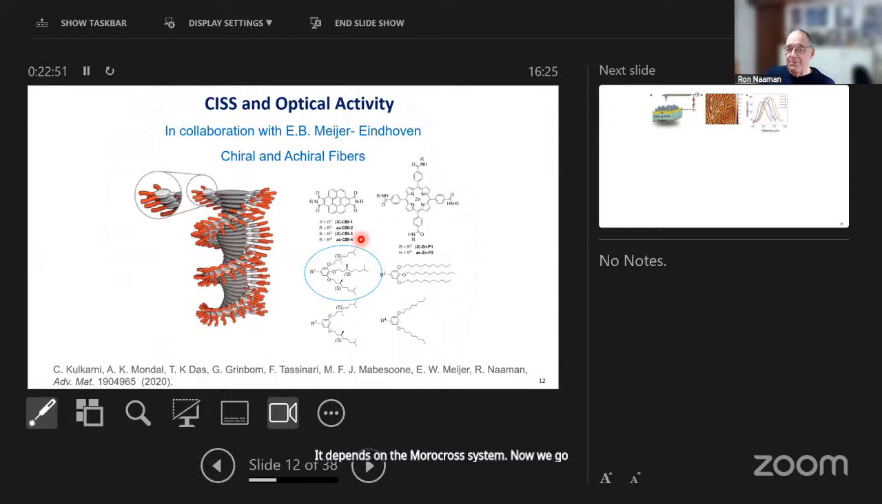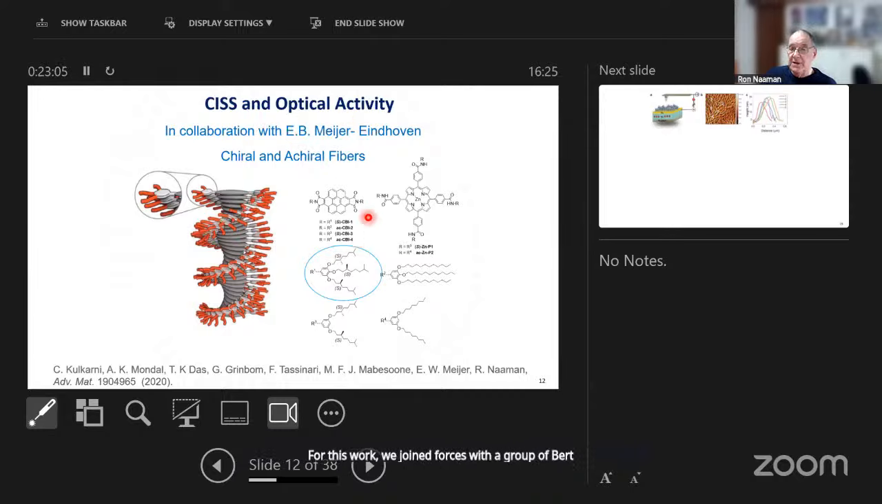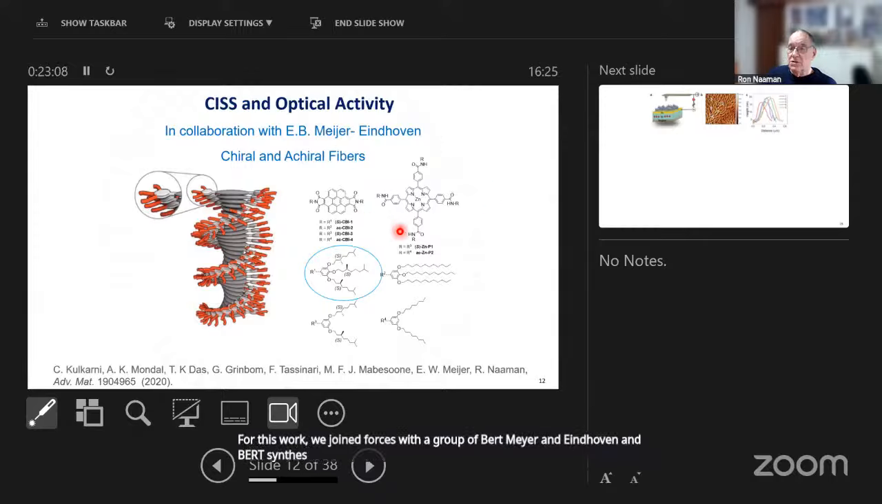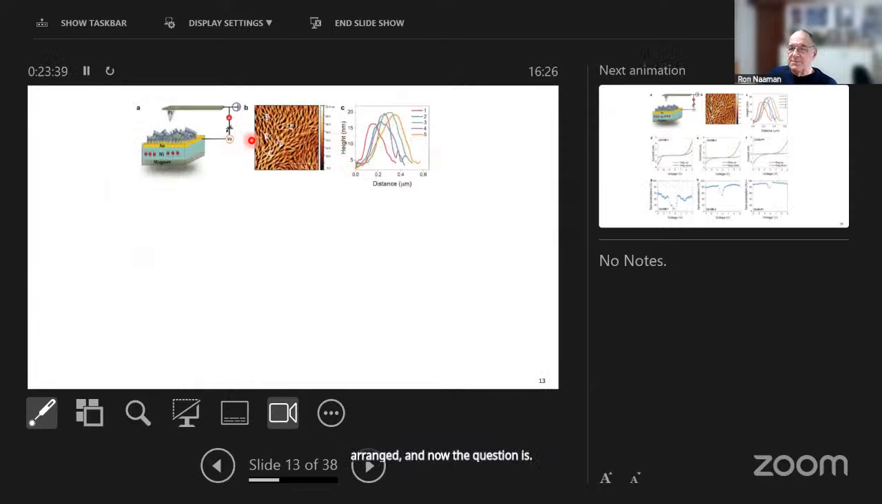Now we go to another property which is quite interesting. It's how to relate CISS to optical activity. For this work, we joined forces with the group of Bert Meijer in Eindhoven, and Bert synthesizes these molecules here, the porphyrin, and the porphyrin has here an R group, and this R group can be either chiral or non-chiral. If it's chiral, it assembles into wires that are chiral. If it's not chiral, then the wires are randomly arranged.